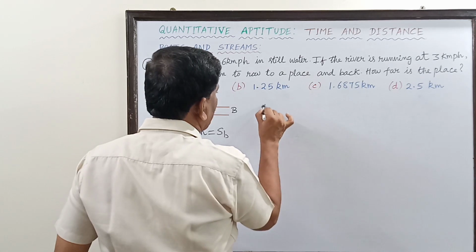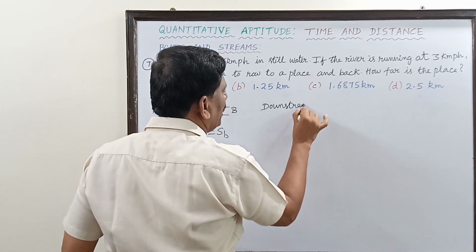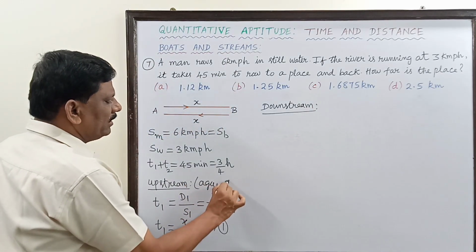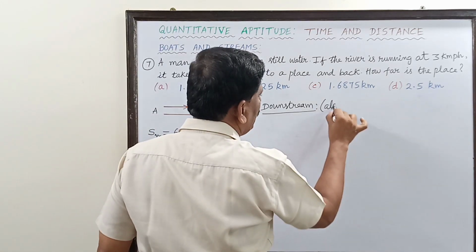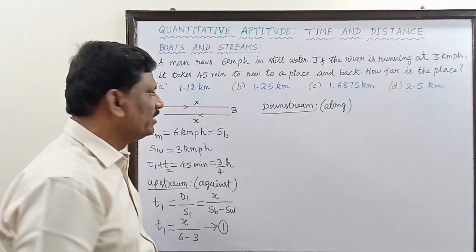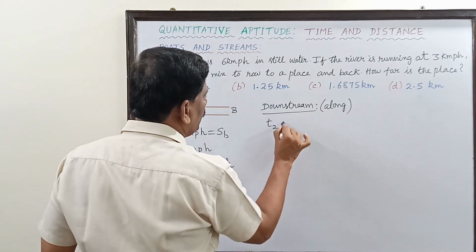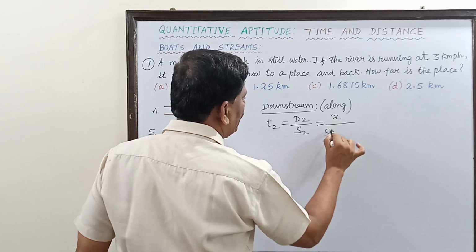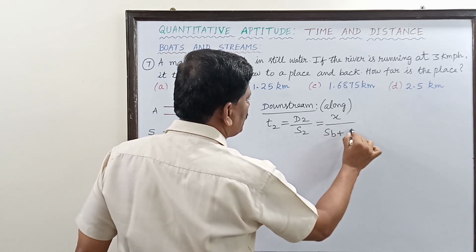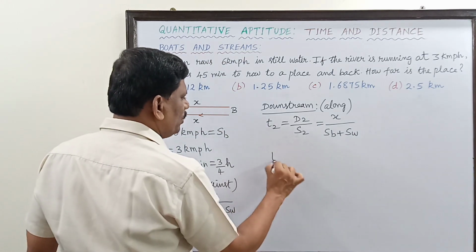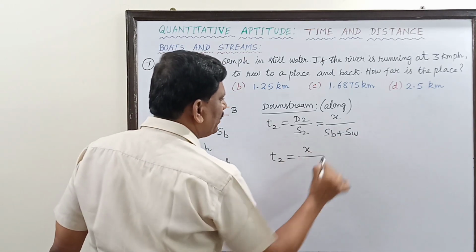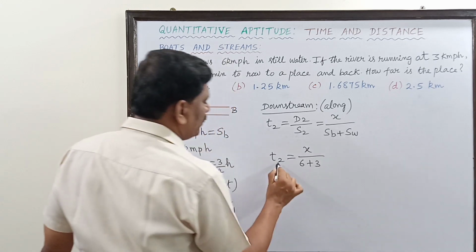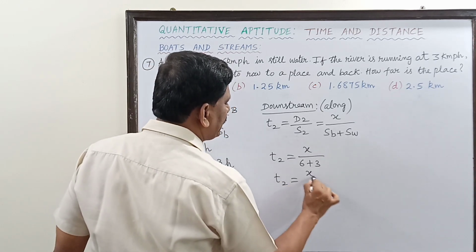Similar equation for downstream. Downstream means it is along the direction of water, and upstream means against the stream. Every time I am writing so that you will understand well. So here the time T2 is equal to the distance divided by the relative speed. So this is x divided by S boat plus S water, since it is along the stream. So T2 is x divided by 6 plus 3, which is x divided by 9.